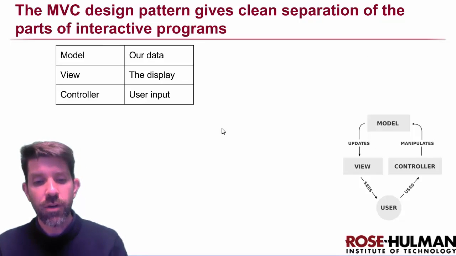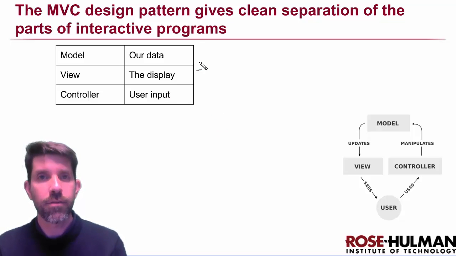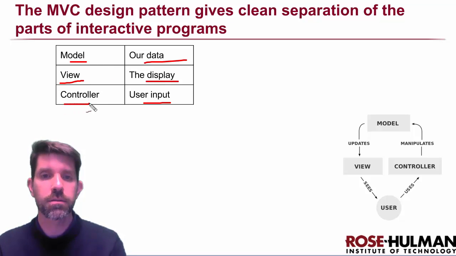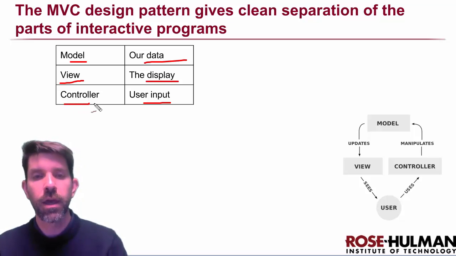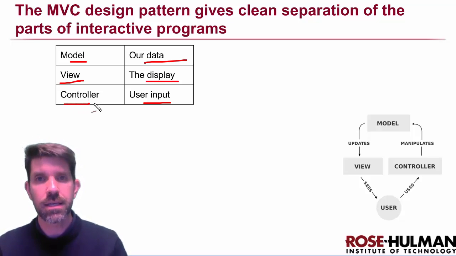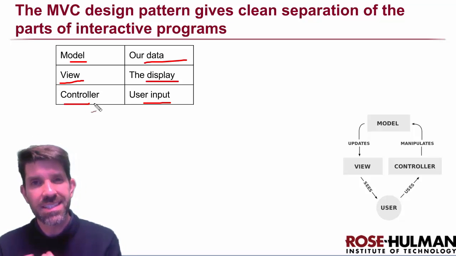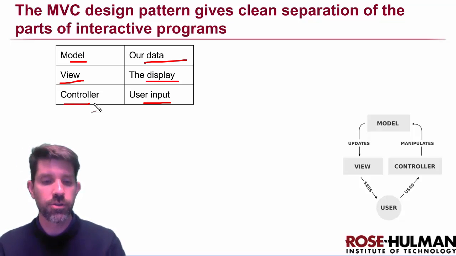All right, so any interactive program that you make is going to have three parts. You're going to have some data, you're going to have a way to view it, and then you're going to have a way to interact with it. In a model view controller, we just use those exact names, right? So the data is called the model, the display is the view, and how we interact with it is called our controller. And what the pattern says is that to the extent that you can, you're going to separate these three things out into different chunks.